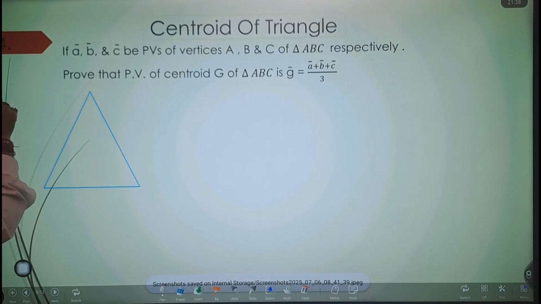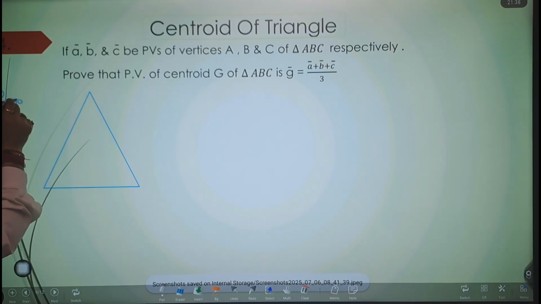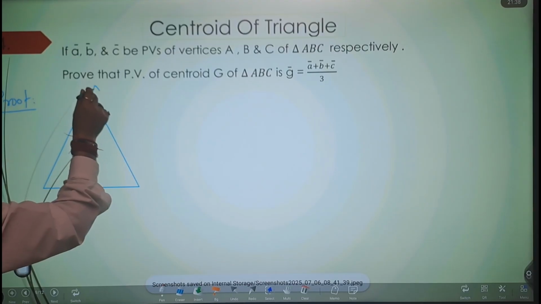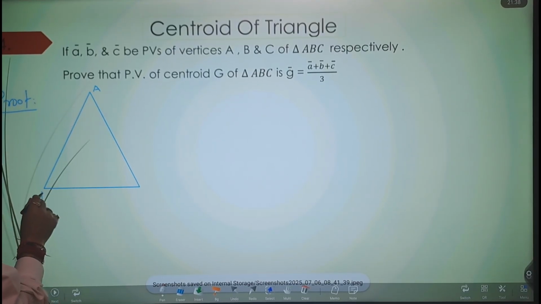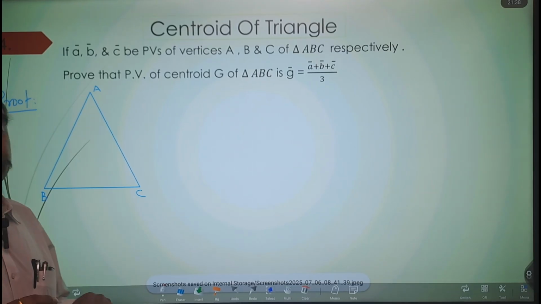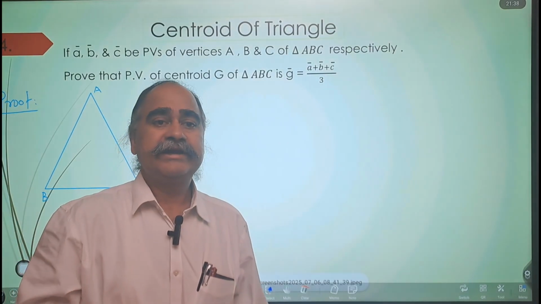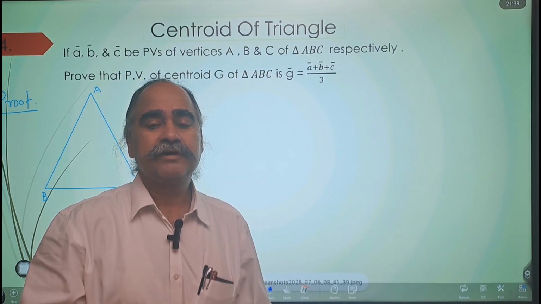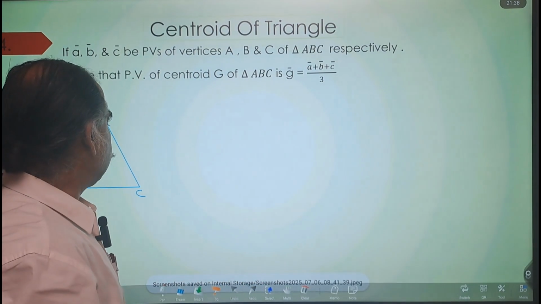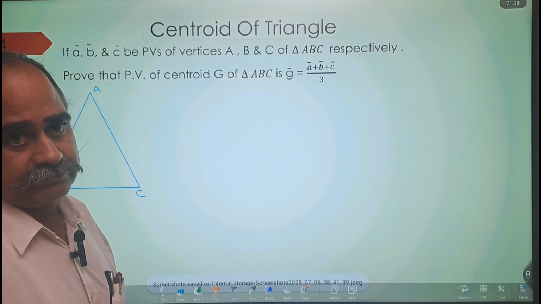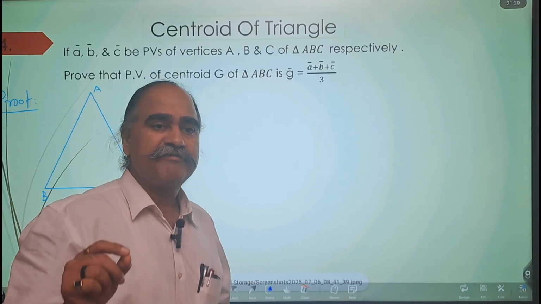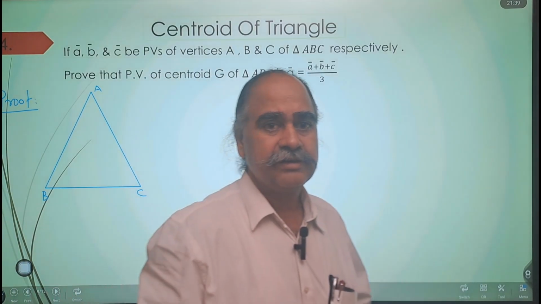See the proof. This is triangle ABC. What is centroid? It is the meeting point of medians of triangle. Centroid is what? Meeting point of medians of triangle.